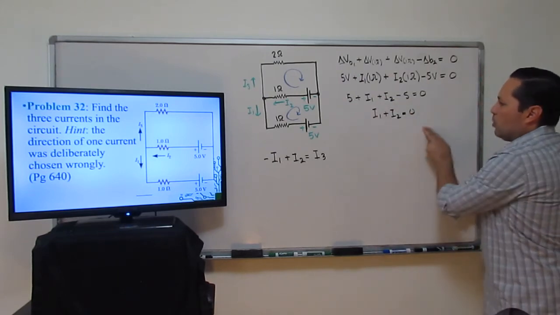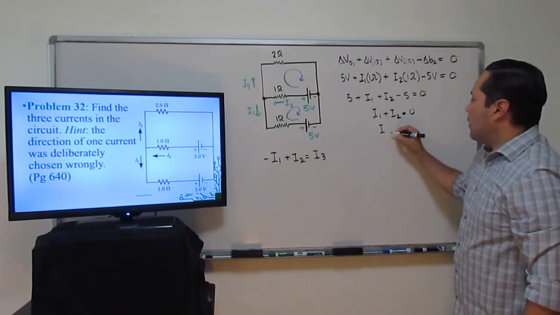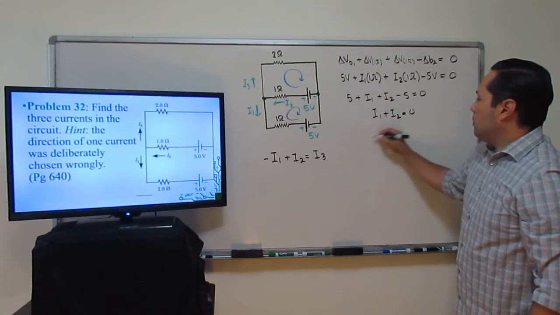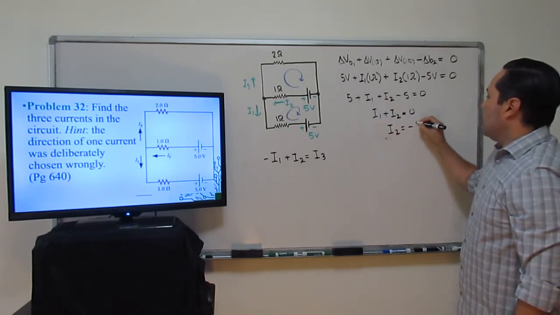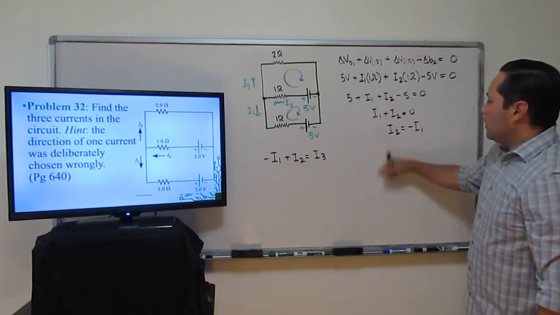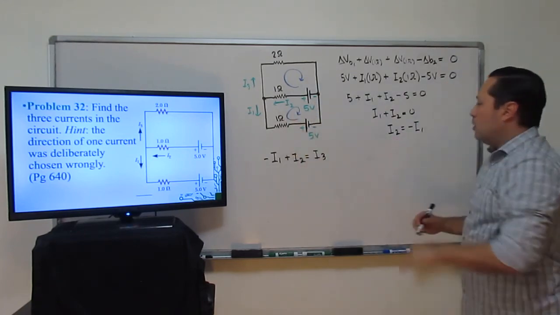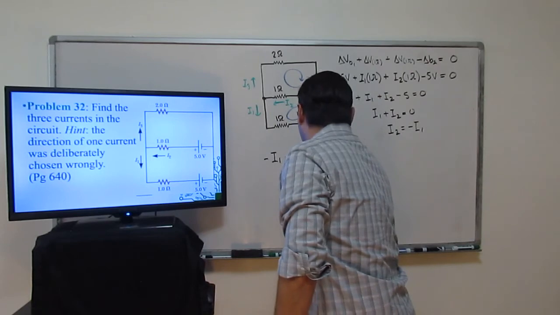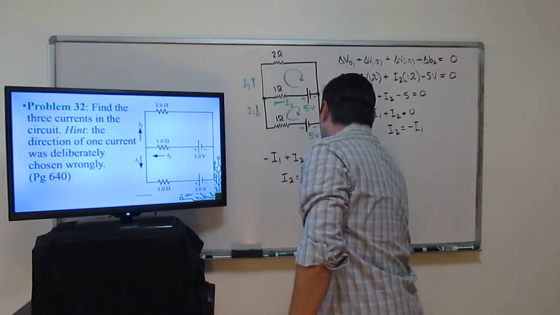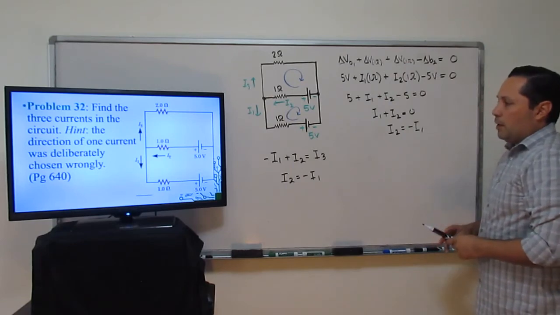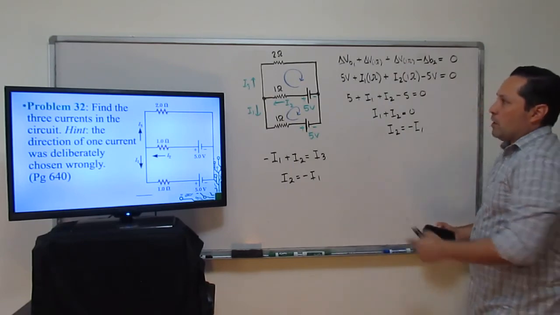And we can go ahead and move it over. So let's see, we're going to have I1. Let's go ahead and move over the I1. Negative I1. All right, so there's our second statement, and that's for the bottom loop. All right, so I'm going to go ahead and write it right here. I2 equals negative I1.